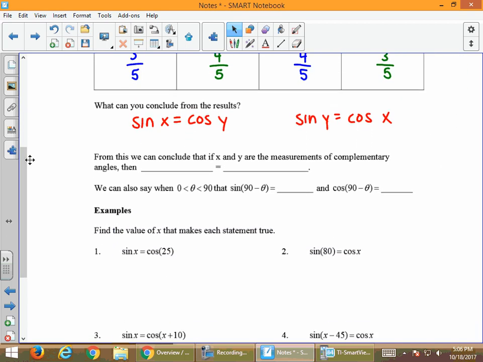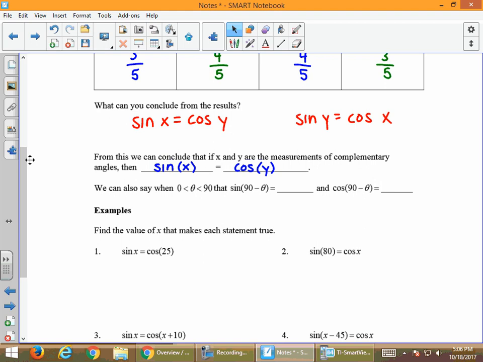So we are now to the conclusion. It says from this we can conclude that if x and y are the measures of complementary angles, then the sine of one of them will equal the cosine of the other one. And you can switch the x and the y whenever you want.